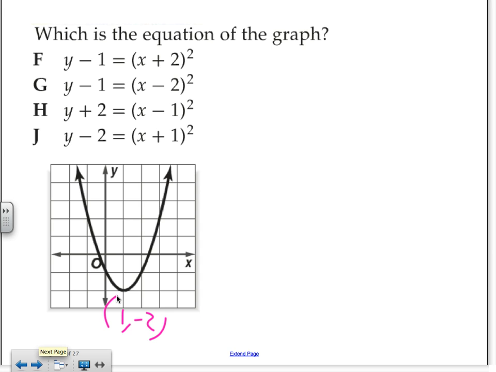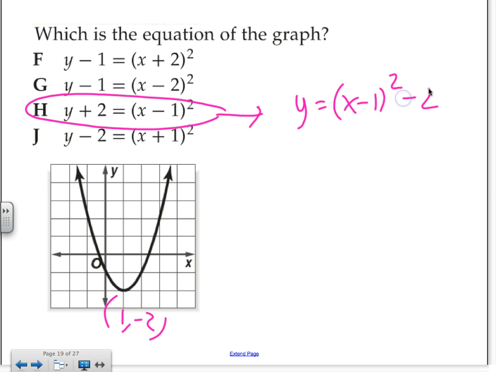Go back to each individual function here and tell me which function you can actually pull (1, -2) out of. Think about that. It's H. Why? Because if you move the 2 over, don't you have y equals (x minus 1) squared minus 2? At least this minus 2 matches, right? And the only thing you need to remember now is that the inside has to be the opposite when you take it outside.